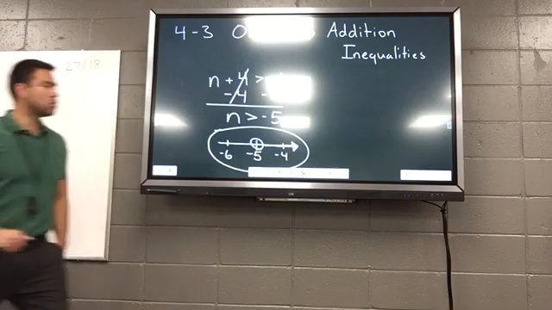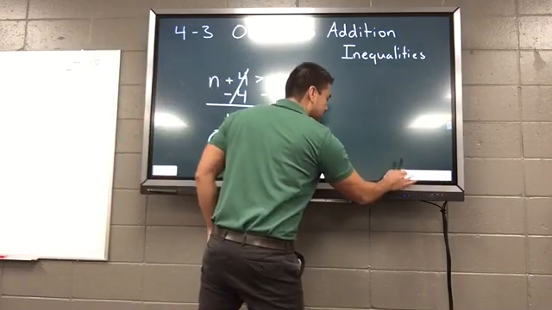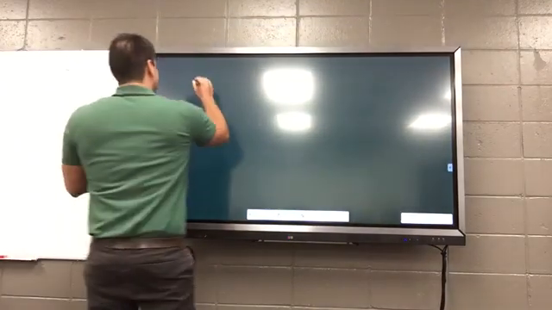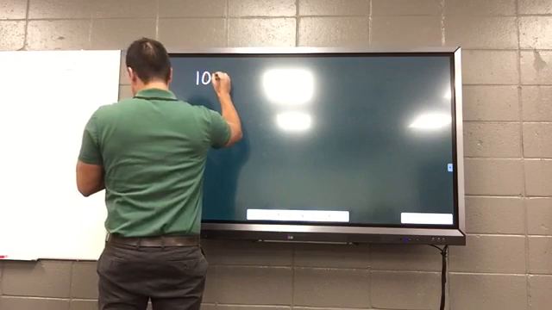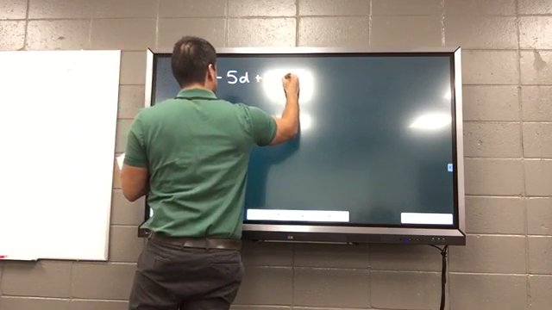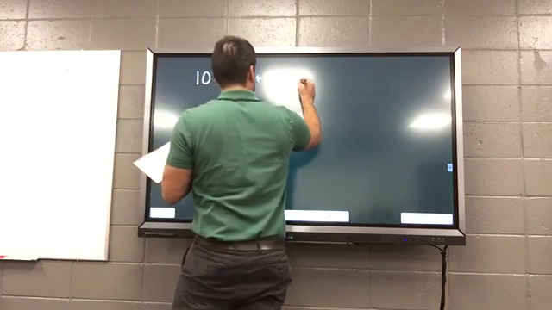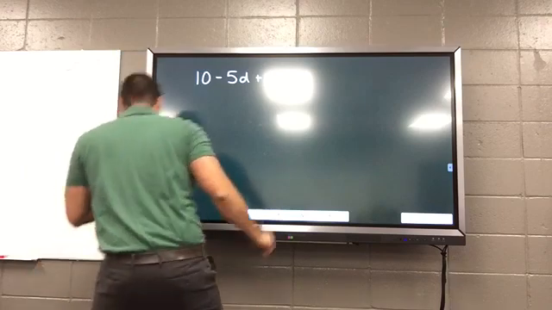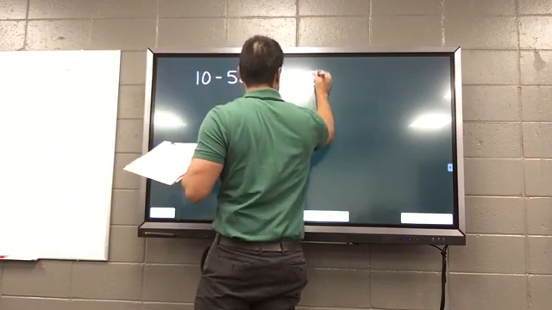Yep. All right, let's do a little more complicated one. That was a pretty straightforward problem. You're going to love these now. So we're going to solve 10 minus 5d plus 60. And then what's that symbol? Greater than or equal to, and then we'll have 8.